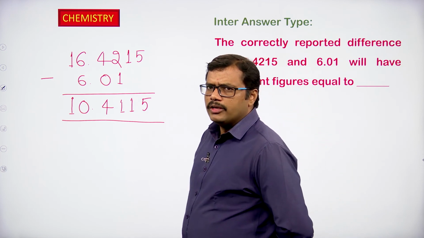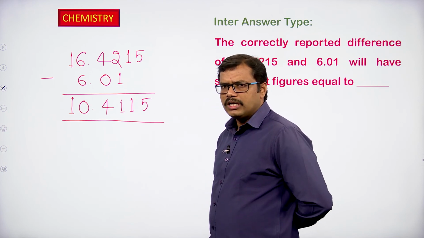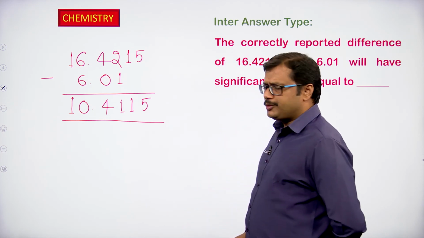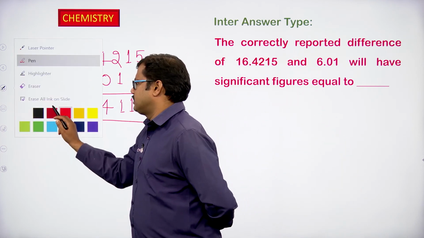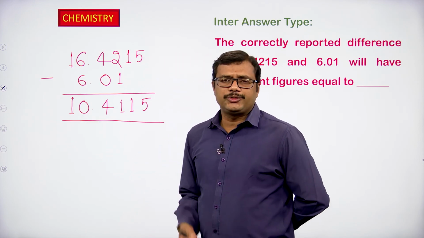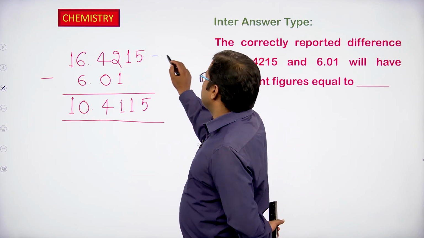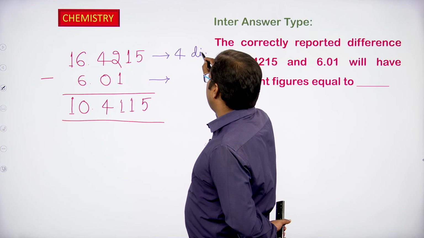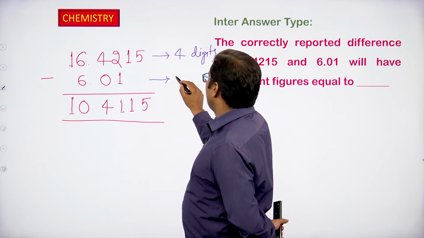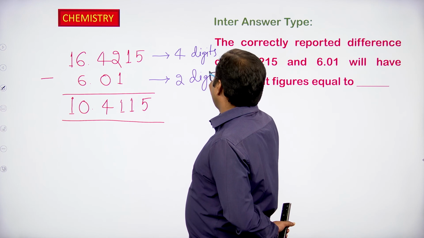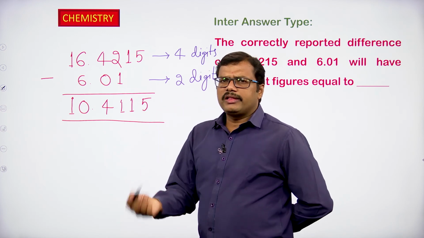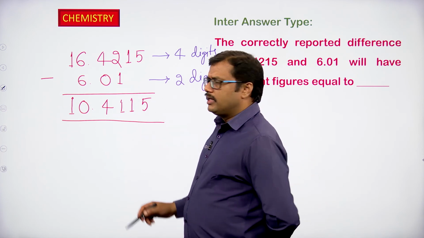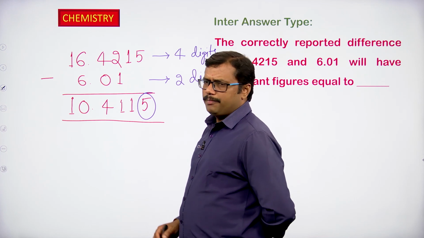10.4115. Okay. So, here if we observe, how many digits are present after the decimal point? The mathematical operation is subtraction. So, in case of addition as well as subtraction, what do we have to see? We have to see the number of digits after the decimal point. Here we have 4 digits after the decimal point in one number and 2 digits in the other. So, we have to express the result with 2 digits after the decimal point, but here we have 4 digits after the decimal point. So, I have to round off the rightmost numbers.